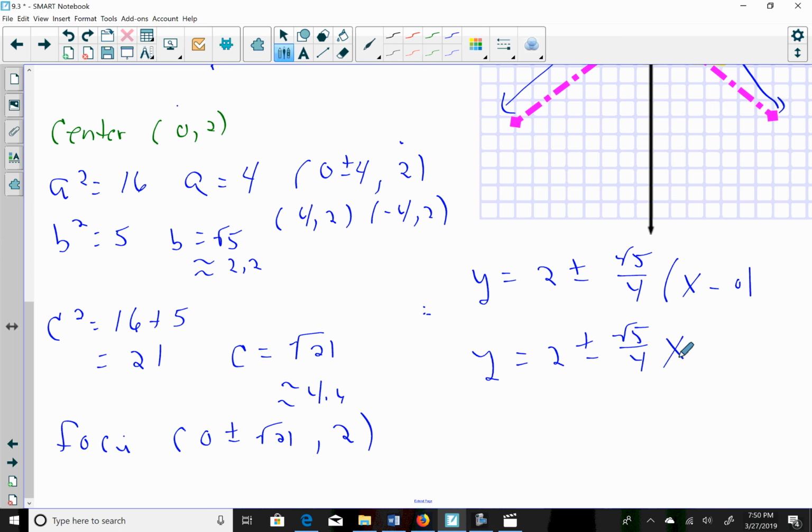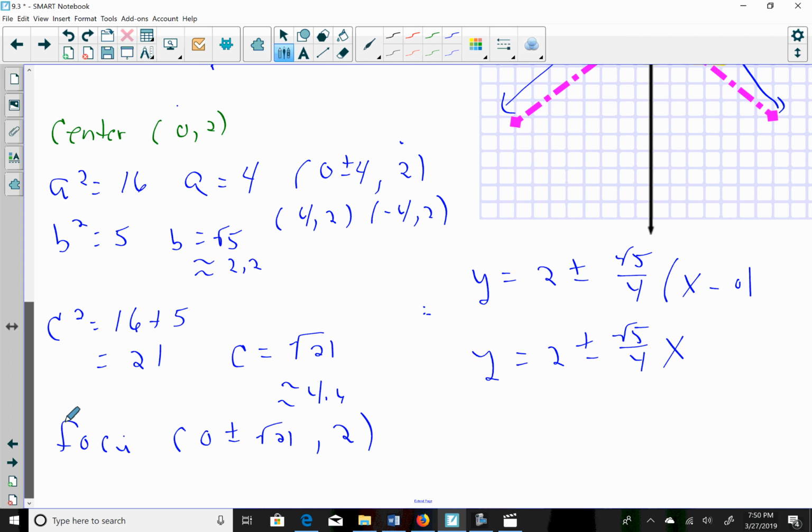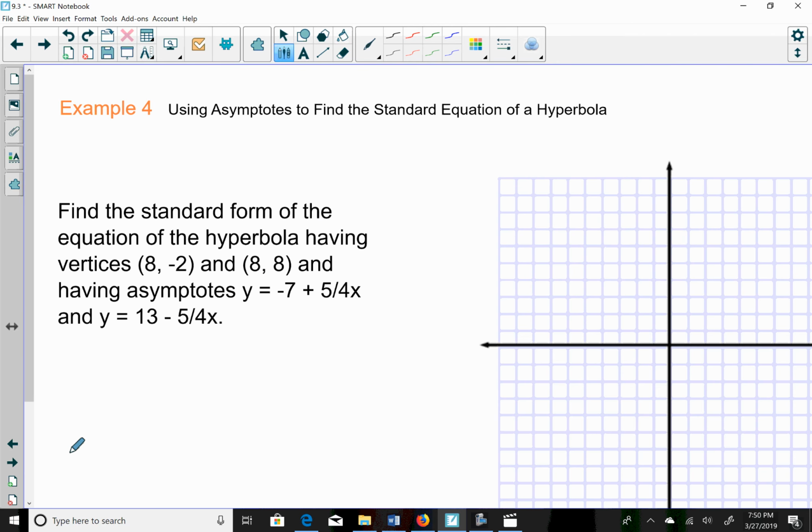And you can just leave it like that. That's two equations. One would be 2 plus 5/4 x. The other one would be 2 minus 5/4 x. We're just going to leave it like that. And I think we've done everything we can possibly do on this. And there, nice pretty hyperbola. So the last one is using the asymptotes to write an equation for the hyperbola.